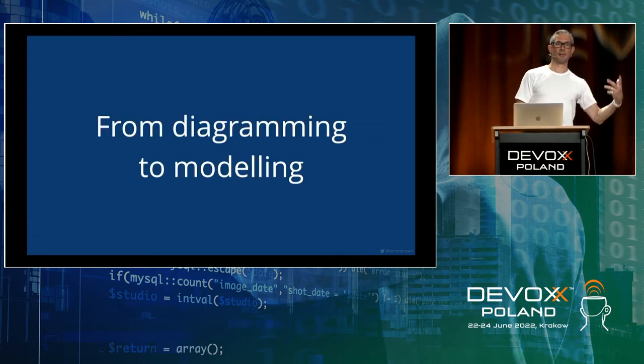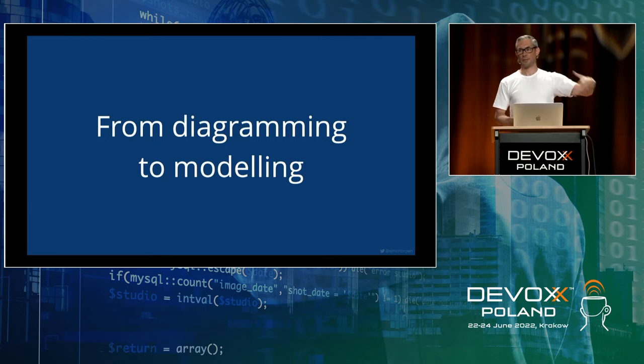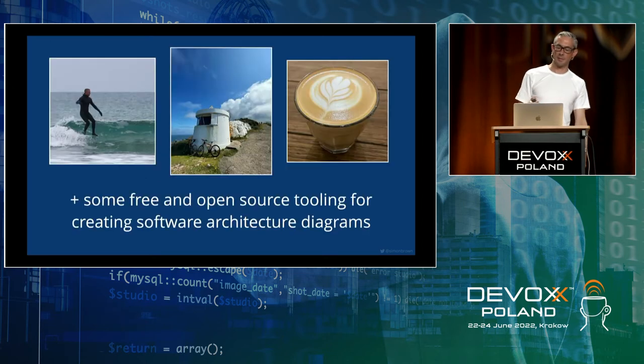I want to switch the narrative. I want to go from diagramming to modeling. So modeling is where we're crafting up a centralized model of the things we want to show in our diagrams, and we're drawing multiple diagrams off that single definition of all of the elements and relationships.